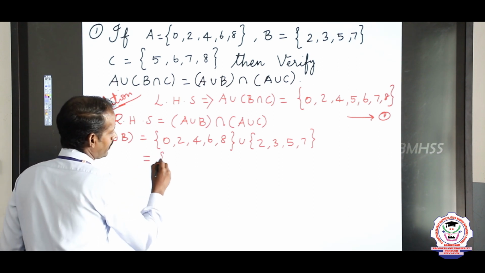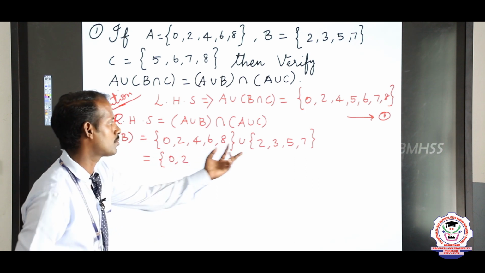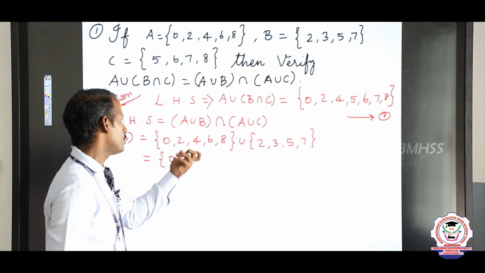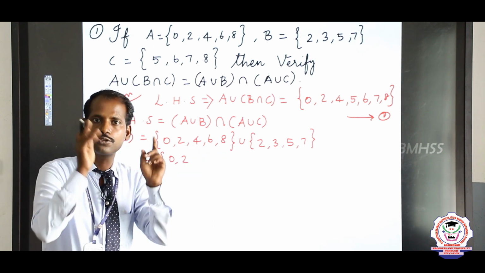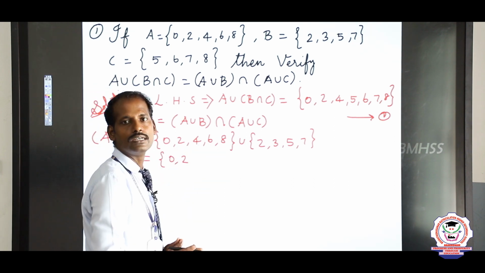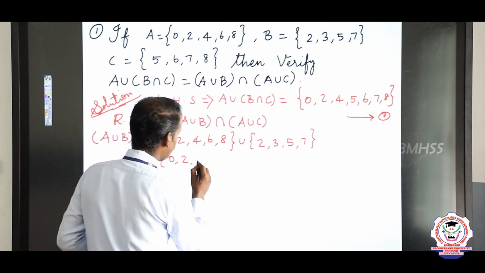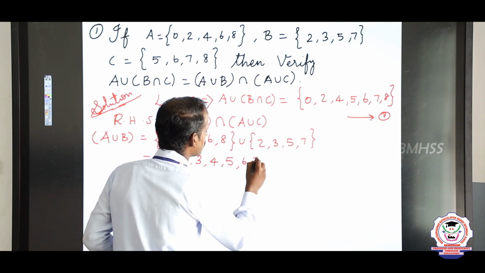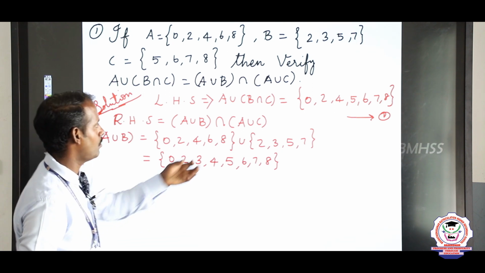Here joining the elements. So 0. Next 2. 2 is in the A set and the B set too. So here 2 appears two times. In a set you should write every element only one time. So 2, then after 3, next 4, 5, 6, 7, 8. That's it.